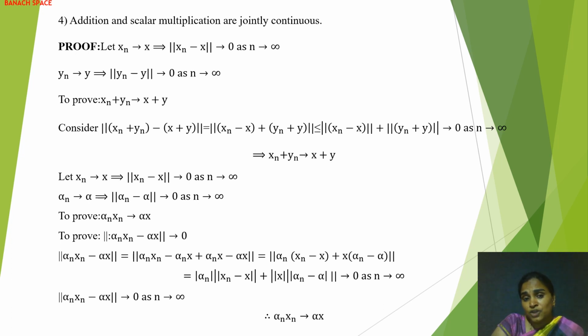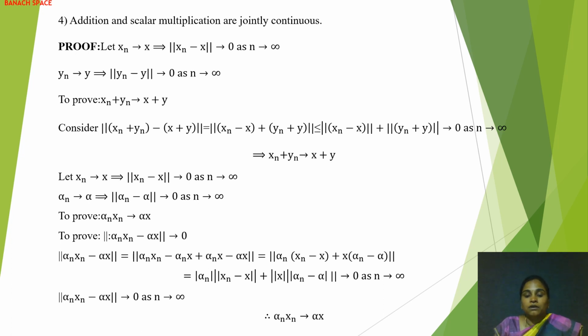Let us assume that xn tends to x, which implies norm xn minus x tends to 0 as n tends to infinity, and alpha n tends to alpha, which implies modulus alpha n minus alpha tends to 0 as n tends to infinity. Now I have to prove alpha n xn tends to alpha x. So that is to prove norm alpha n xn minus alpha x tends to 0. So you consider norm alpha n xn minus alpha x, which is equal to norm alpha n xn minus alpha n x plus alpha n x minus alpha x. I am just adding and subtracting alpha n x here.